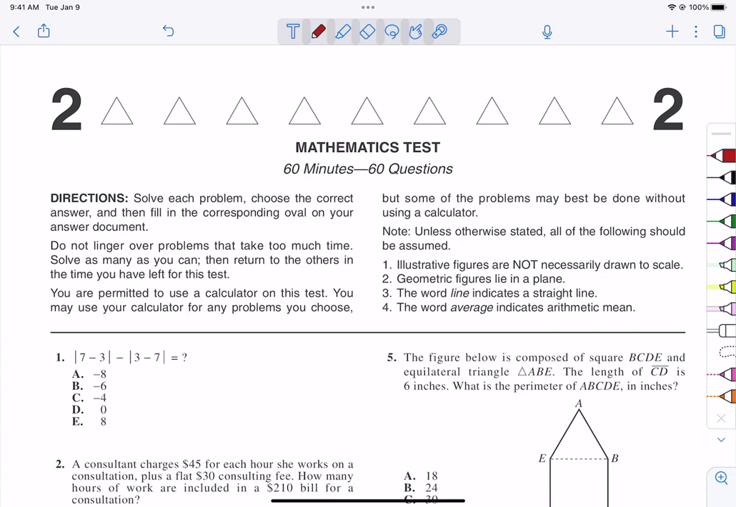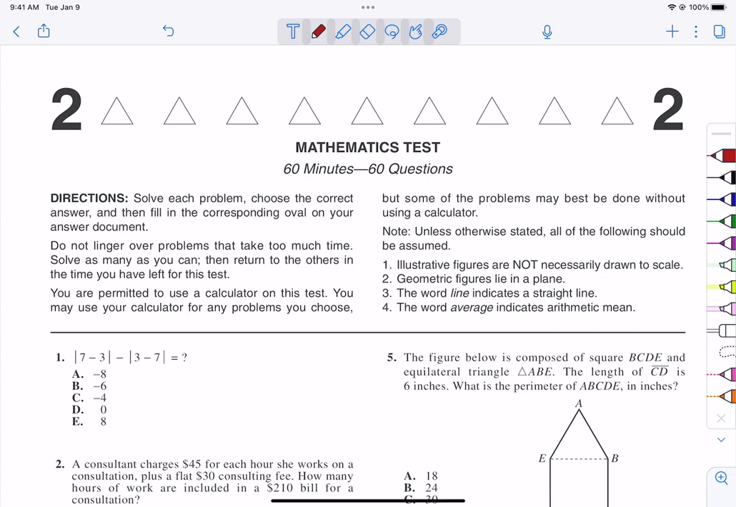1. Illustrative figures are not necessarily drawn to scale. 2. Geometric figures lie in a plane, so they're just on a flat surface, a flat sheet of paper. 3. The word line indicates a straight line. 4. The word average indicates an arithmetic mean, so the mean.